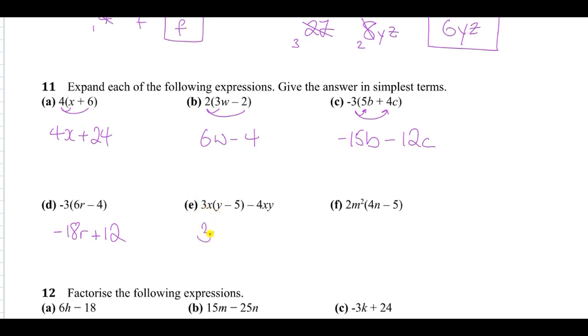3xy minus 15x minus 4xy. 3xy minus 4xy is minus 1xy minus the 15x. I don't need the 1.